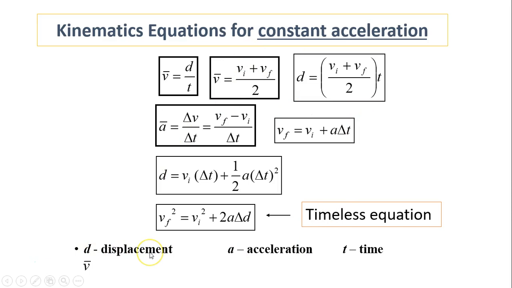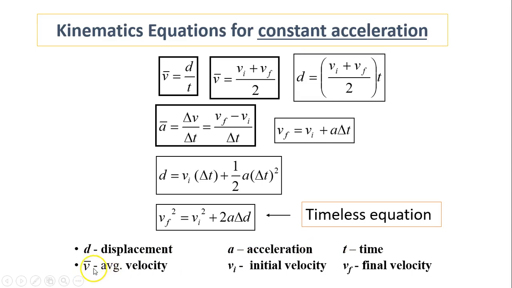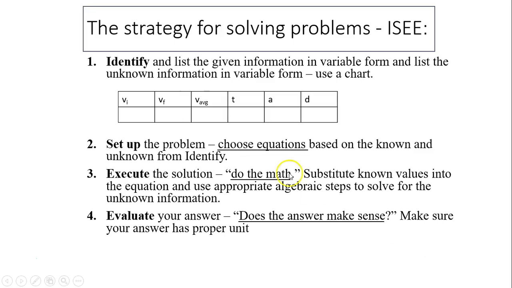Okay, again, just to review, what do all these symbols mean? D is for displacement or can be distance. A is for acceleration, T is for time. This V with a bar means average velocity, VI is initial velocity, VF is final velocity.